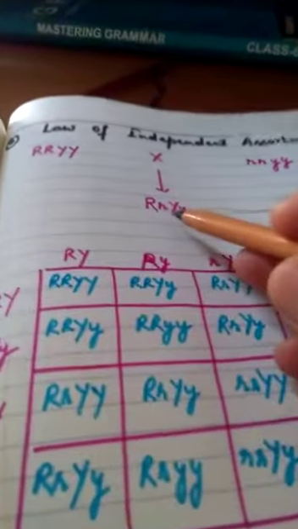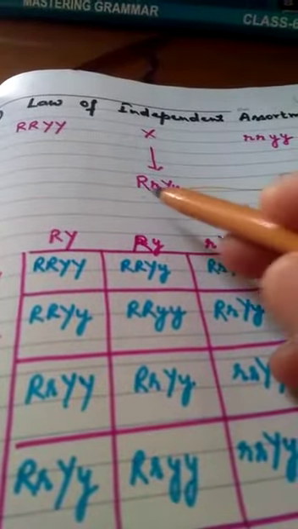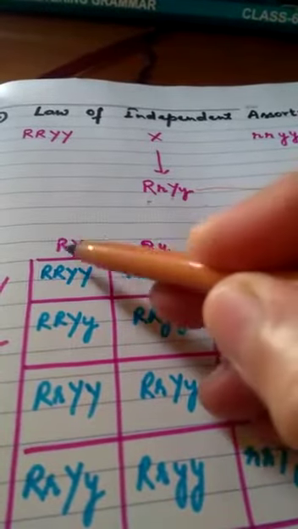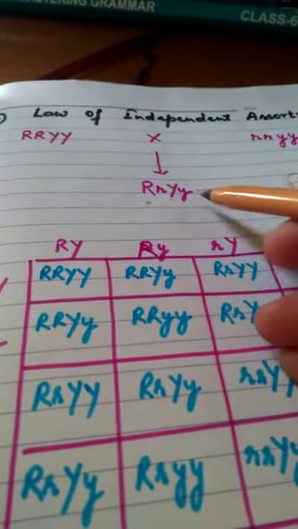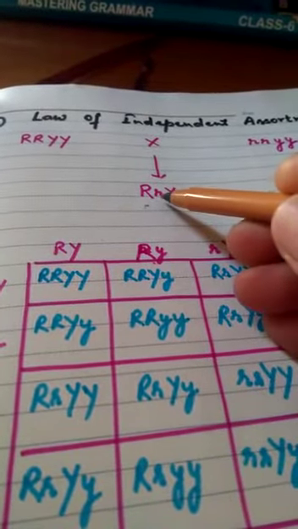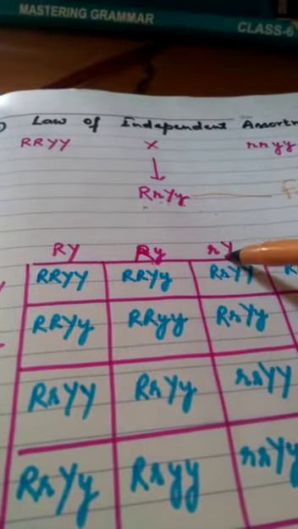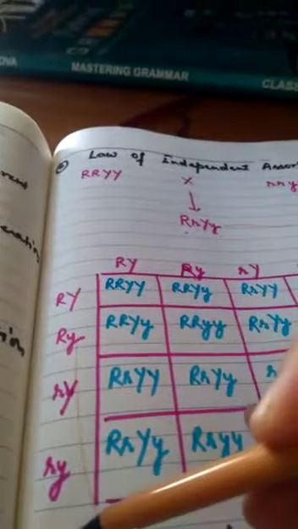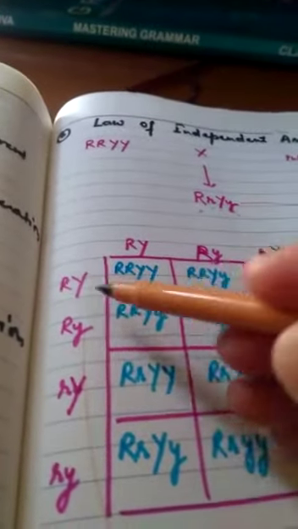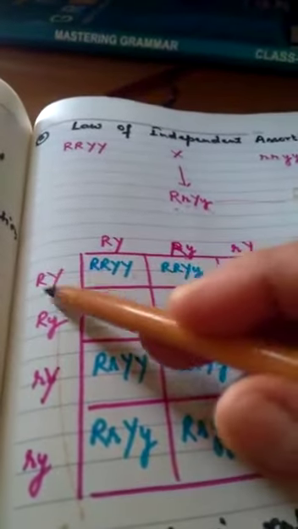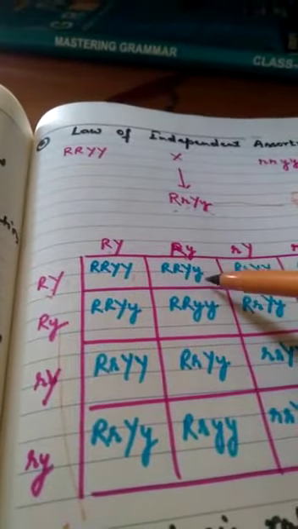So for these two plants, we have to write the gametes here. This plant will produce 4 gametes. Capital R, capital Y, first gamete. Then capital R, small y, second gamete. Then small r, capital Y, third gamete. Small r, small y, fourth gamete. Because the second plant is the same, all the gametes produced by the second plant will be the same. Now we have to make a cross: capital R, capital Y, capital Y; capital R, capital Y, small y.